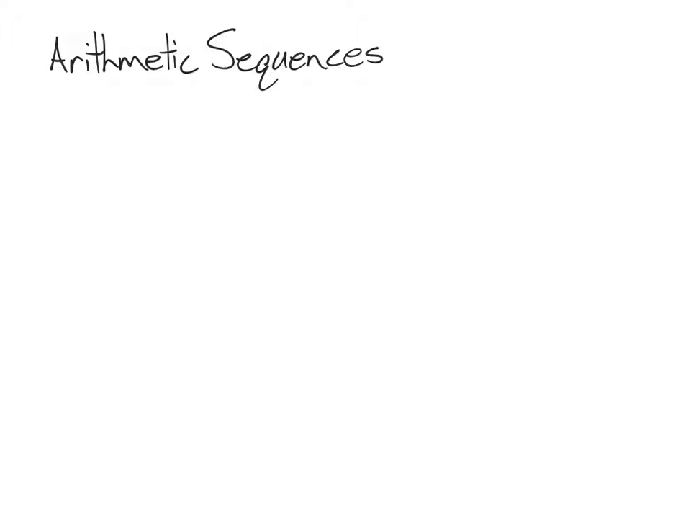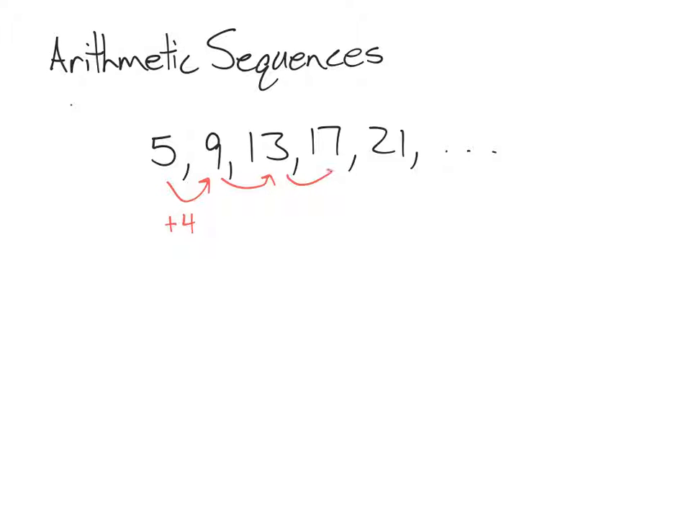So for example, we could have like 5, 9, 13, 17, 21, and so on. So in this case, I'm adding 4 every time. Adding 4. And I could keep going. And the reason why these sequences are significant is because I could figure out, hey, what's the 100th one going to be without having to find the first 99.